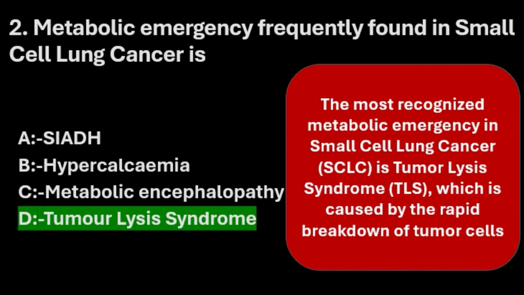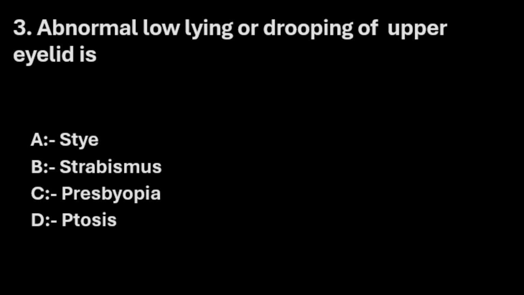The right answer here is option D, tumor lysis syndrome. The most recognized metabolic emergency in small cell lung cancer is tumor lysis syndrome, which is caused by the rapid breakdown of tumor cells. Next question, abnormal low-lying or drooping of upper eyelid is option A, stye, option B, strabismus, option C, presbyopia, and option D, ptosis.